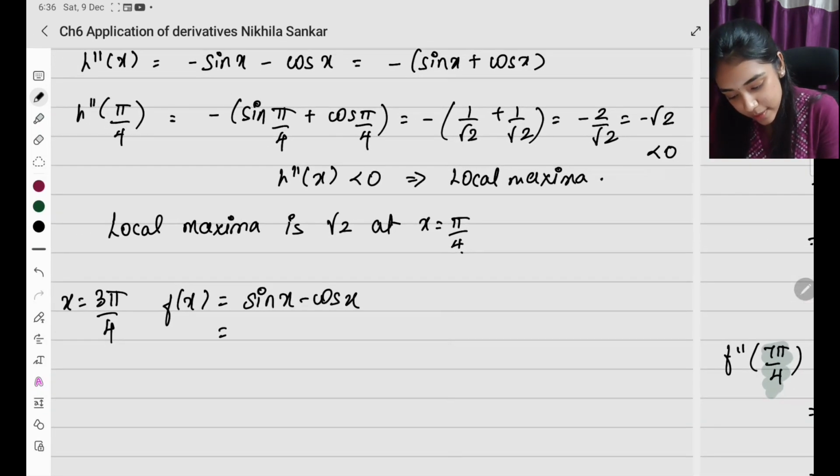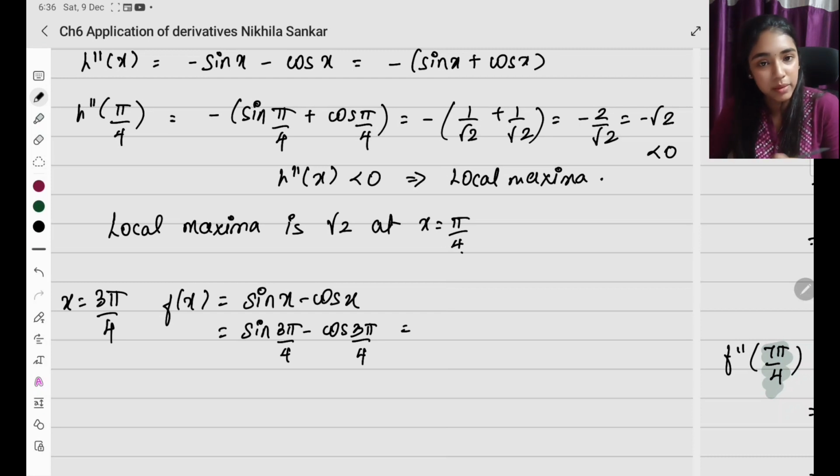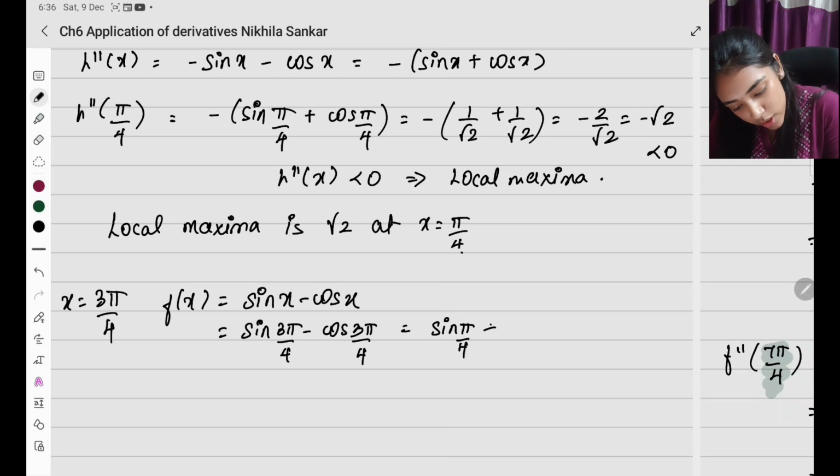When I substitute, I have sin 3 pi by 4 minus cos 3 pi by 4. We just solved this. Sin 3 pi by 4, now we are talking about the second quadrant. So this becomes sin pi by 4 plus this becomes cos pi by 4. We just solved. So this is going to be 1 by root 2 plus 1 by root 2, which is going to be root 2.